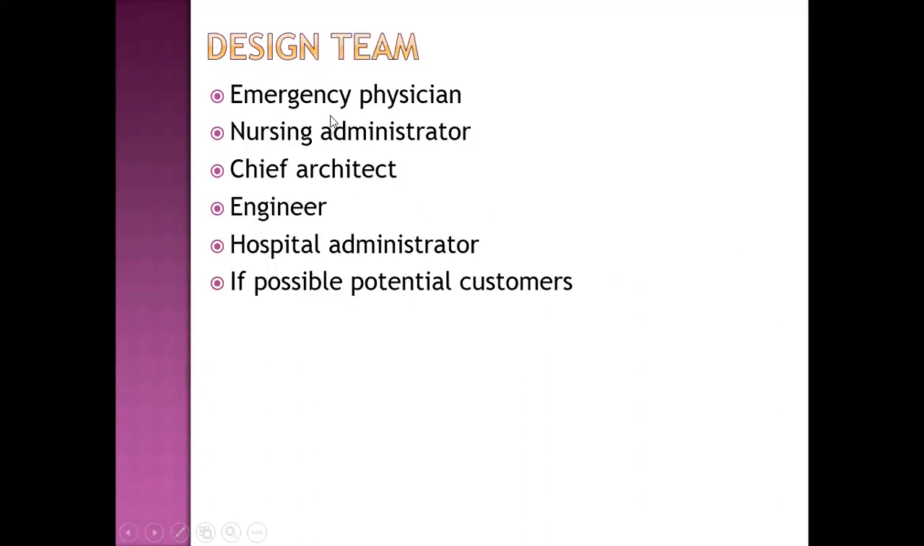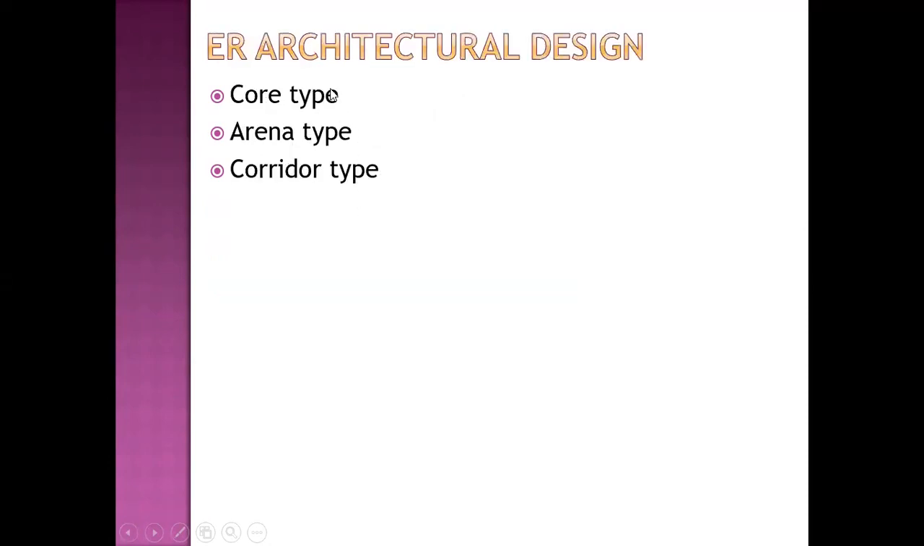Design team should include emergency physician, nursing administrator, chief architect, engineer, hospital administrator, and if possible, potential clients or patients. Architectural design can be core type, where the treatment area is central, or arena type and corridor type. Corridor type, there is a corridor in the center and treatments on either side.